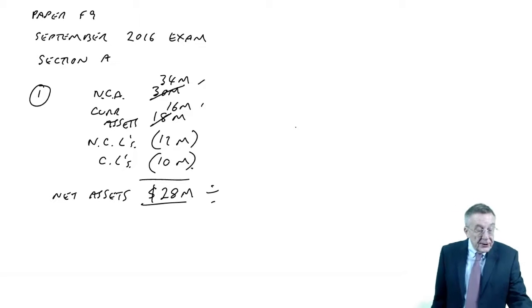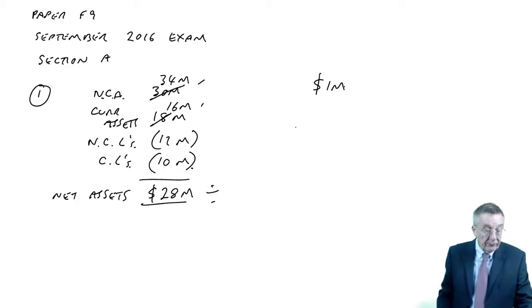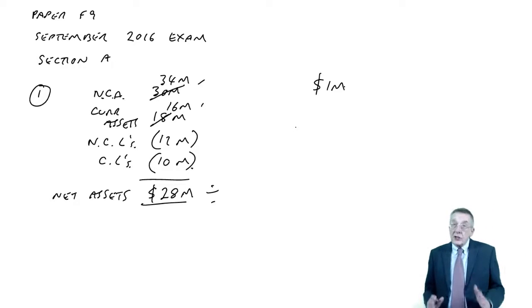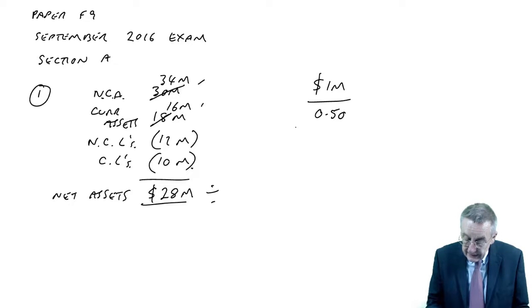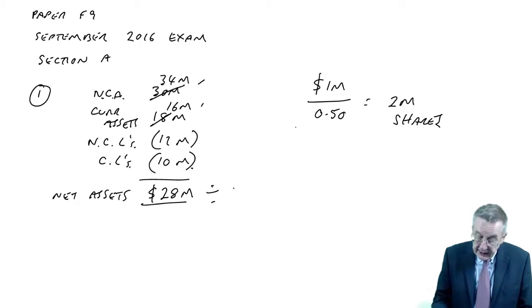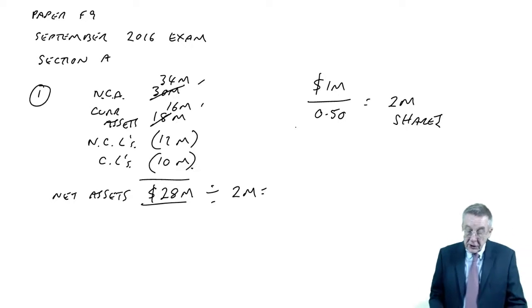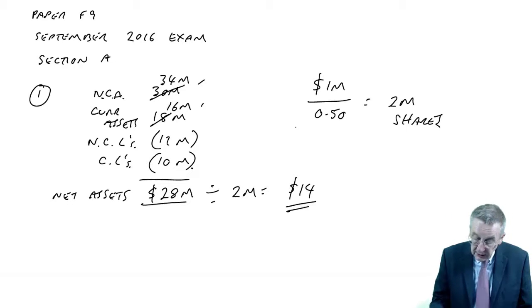But it doesn't say there are 1 million shares. It says it's 1 million nominal value. The shares have a nominal value of 50 cents each. And therefore, there are 2 million shares. So for the correct answer, divide by 2 million to get a value per share. And if you divide by 2 million, it comes to $14. So the answer is A.